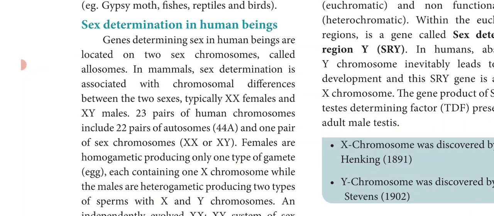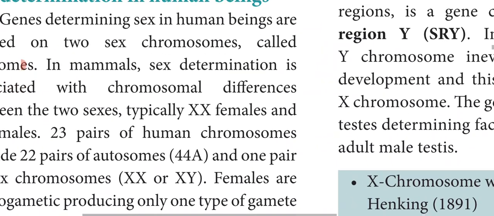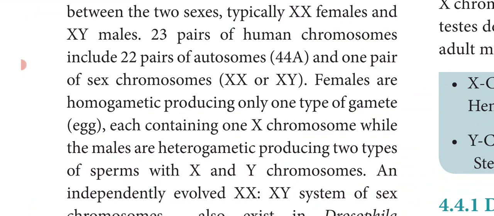Females are homogametic, producing only one type of gametes, that is, the same type of gametes, XX. So each egg contains one X chromosome. But males are heterogametic, producing two different types of sperms: one sperm with the X chromosome and the other sperm with the Y chromosome.